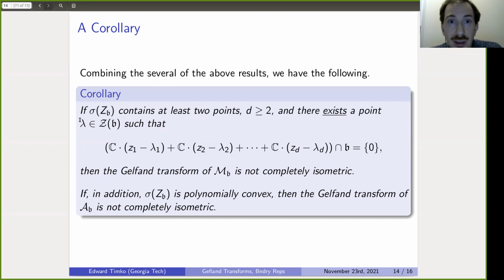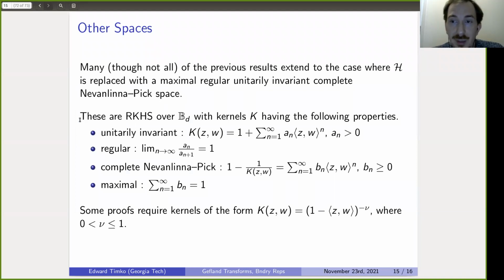So I think I have a couple minutes left, and I'm going to briefly comment on other spaces that I mentioned at the very beginning. Many of these results, though not all of them, extend to the context where we're working with maximal regular unitarily invariant complete Nevanlinna-Pick spaces in place of the Drury-Arvidsson space.